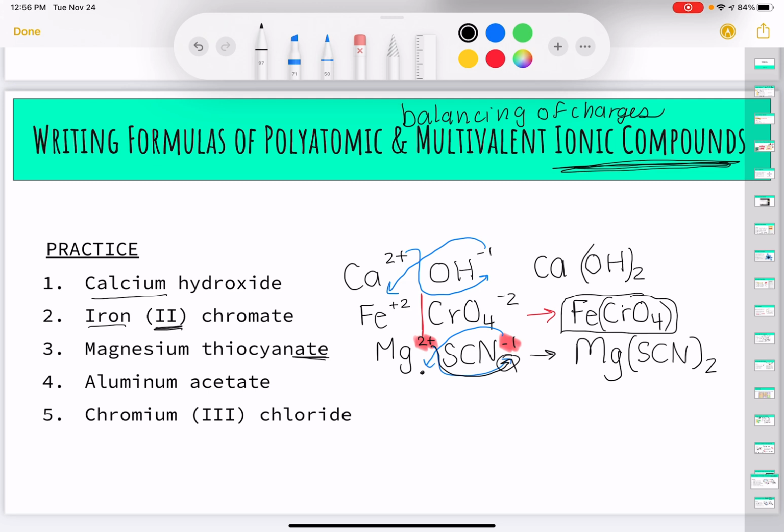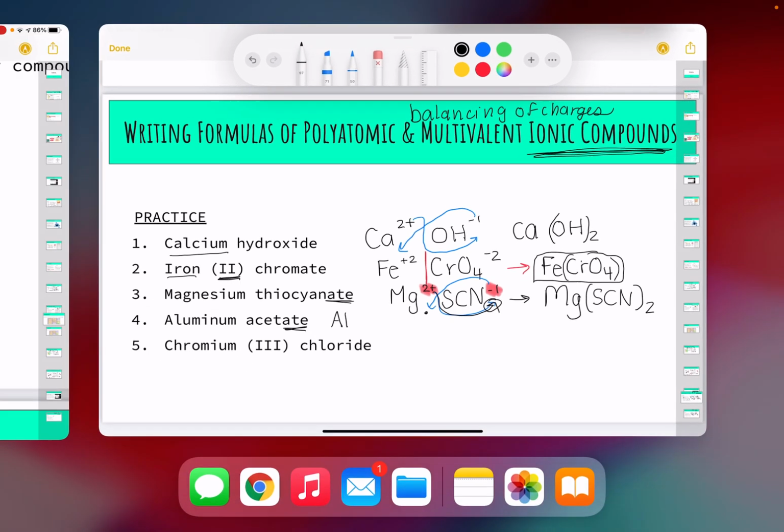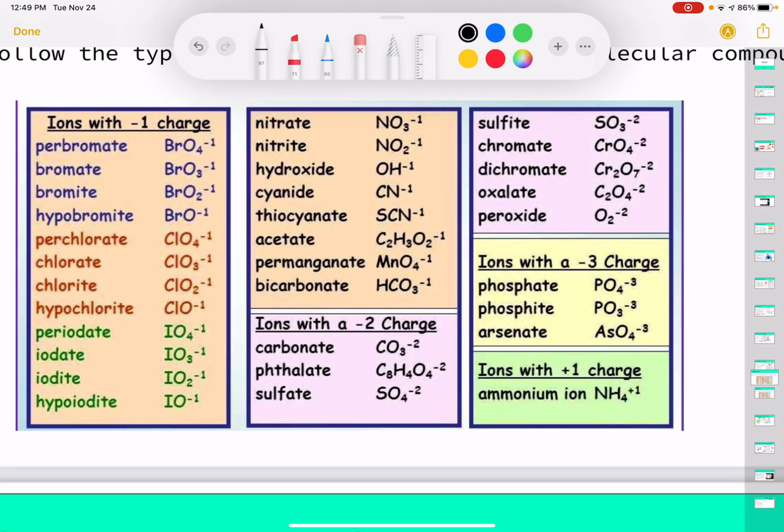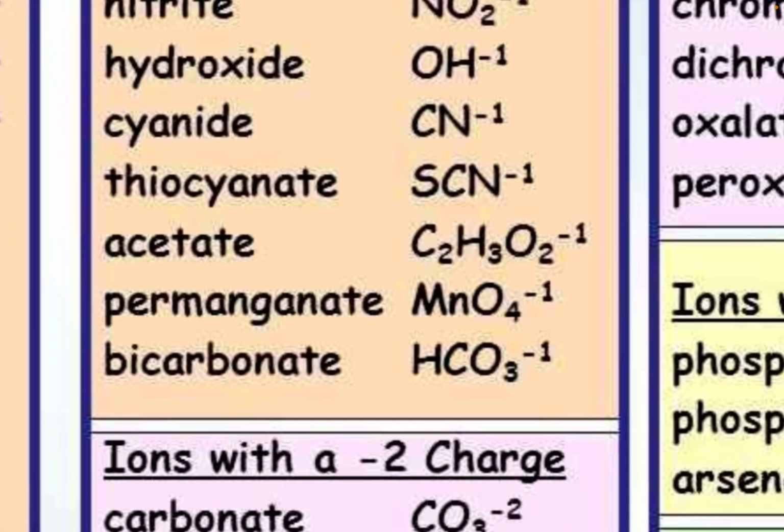Let's do number 4. It's aluminum acetate. So aluminum is Al on the periodic table. And acetate we can't find on the periodic table because it's an "ate". So let's look for acetate here. We find it in the middle here. It's C2H3O2.